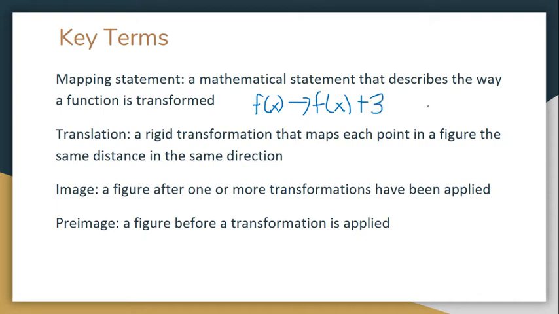and we'll talk about exactly what that does to the graph in a little bit. A translation is a rigid transformation that maps each point in a figure the same distance in the same direction. So you probably remember this from geometry class.